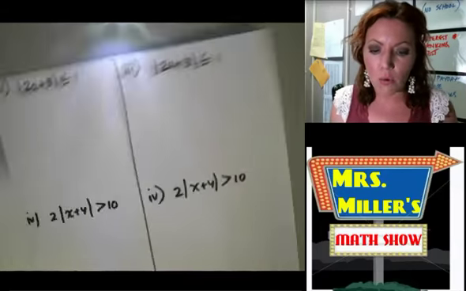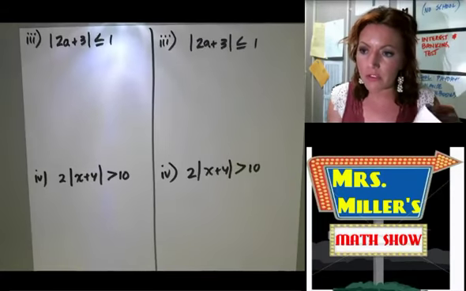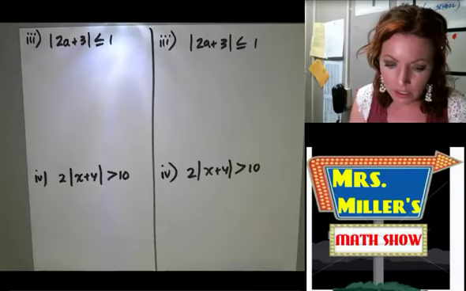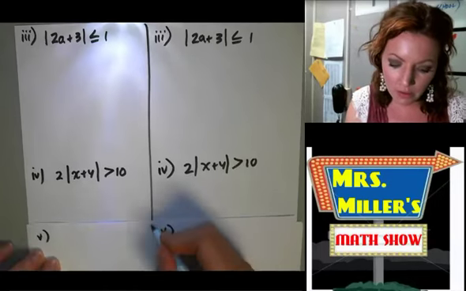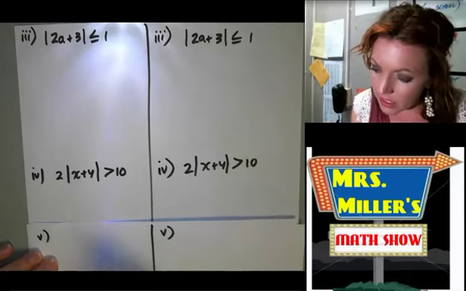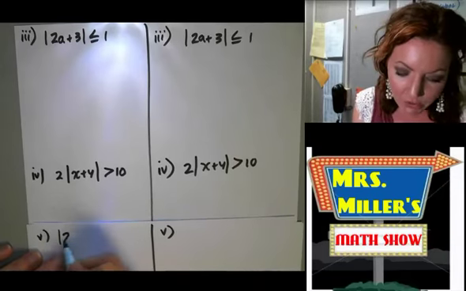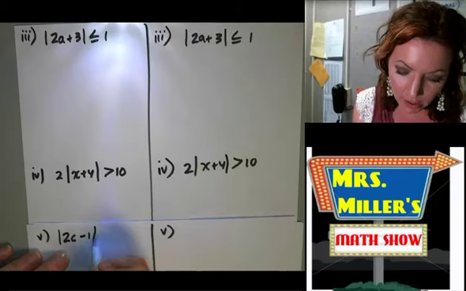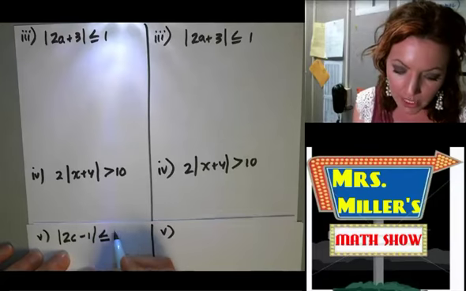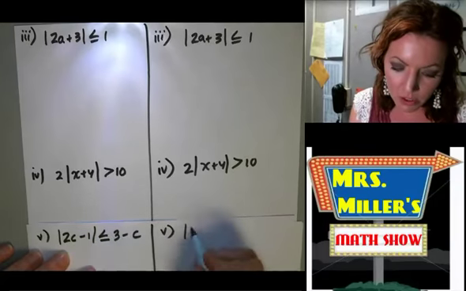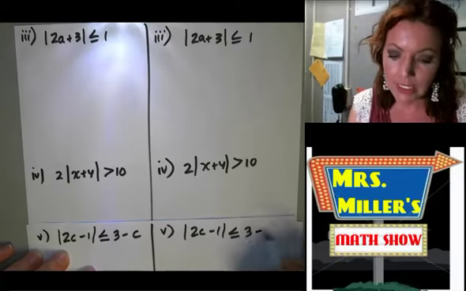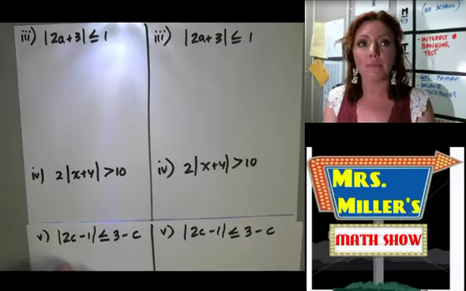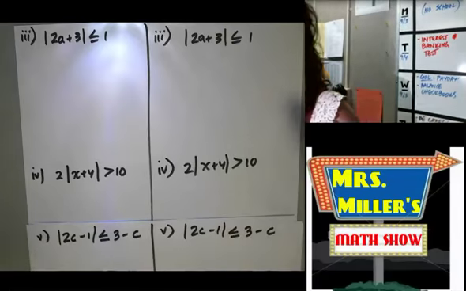And let me put up one more so you guys can see all of them. And then I think we can just be done after that. Okay, so the last one is the absolute value of 2c minus 1 is less than or equal to 3 minus c. All right, I'm going to go ahead and pause it, give you guys a couple minutes to work, and then we will reconvene.